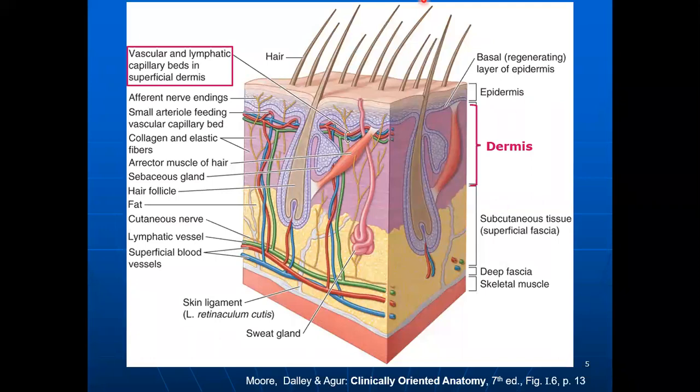So you can see here in this picture, here is your epidermis. So that's your most superficial. And then there's multiple layers within here. And then here's your dermis. And then here's your subcutaneous tissue. Here's your deep fascia. And then here's your skeletal muscle, just to show you superficial to deep, the structures that are involved.